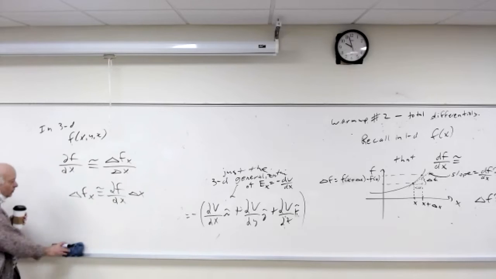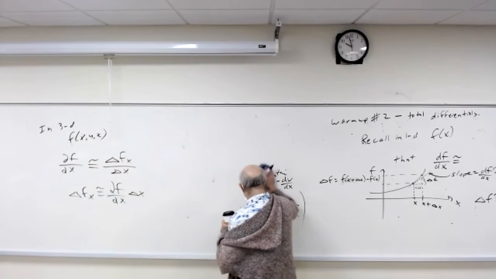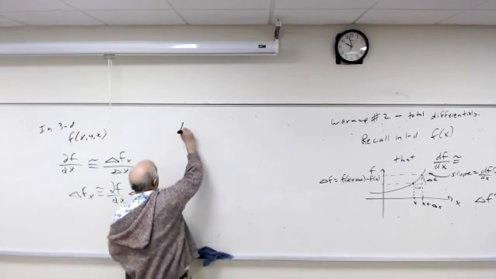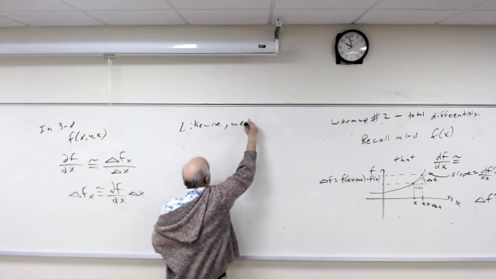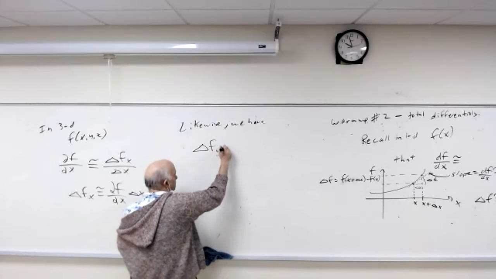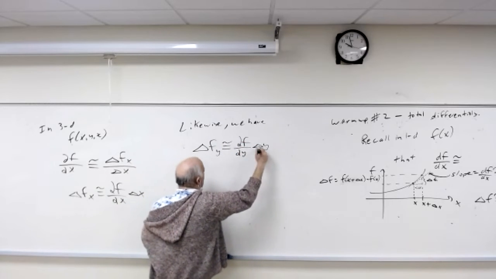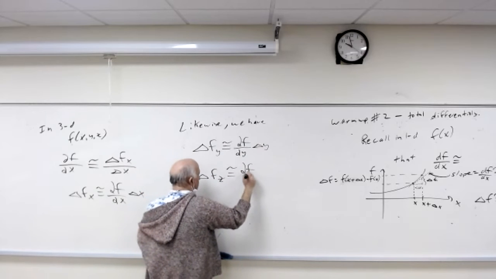Well, what's going to be then the change in f if we only change y? Pretty much the same thing where we just use y. So likewise, we have that the change in f if you only change y is approximately the partial of f with respect to y times delta y, and the change in f if you only change z is approximately the partial of f with respect to z times delta z.